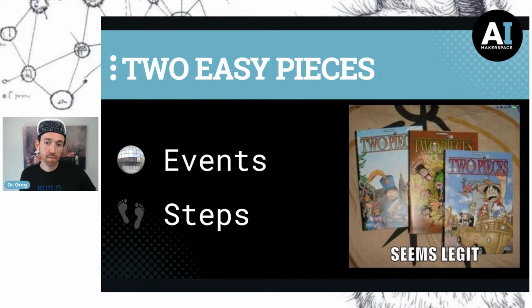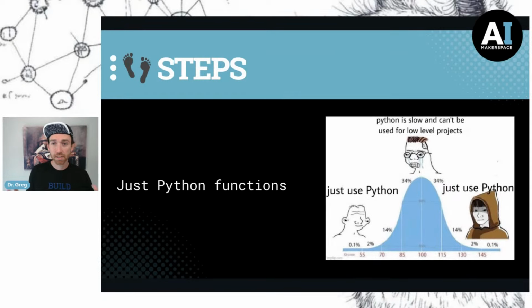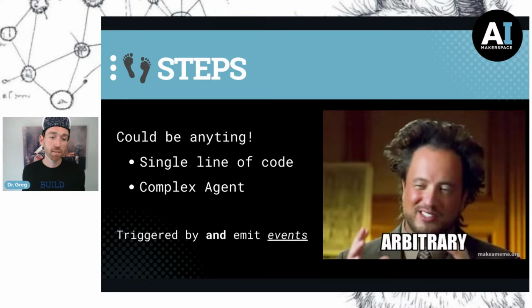And these steps, they're not that complicated, okay? They're literally just Python functions. They're kind of arbitrary, whatever you want functions. They literally could be anything. They could be just a single line of code, quick calculation. They could be an entire complex agent.